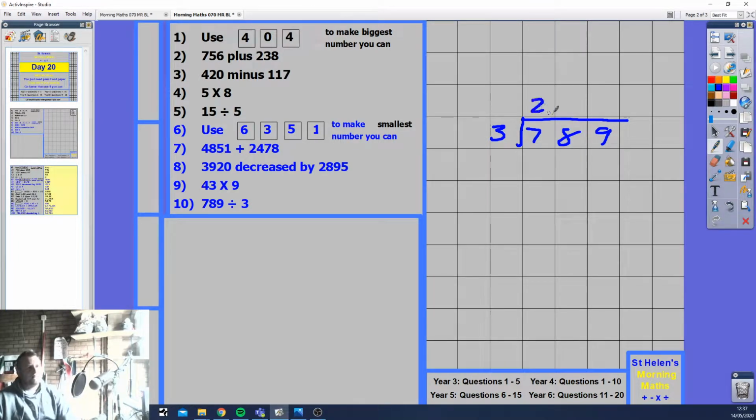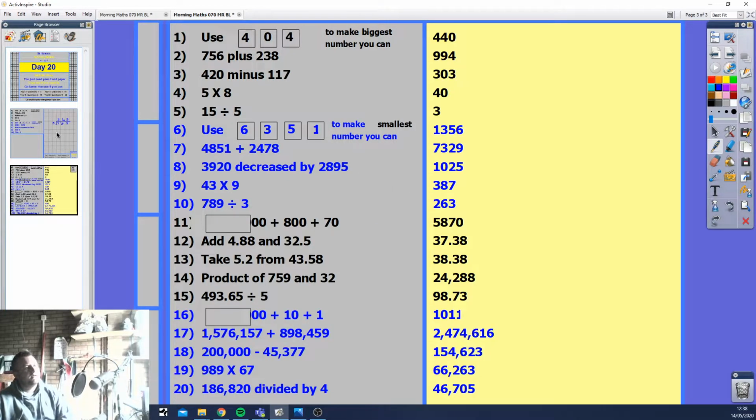It's twice. But it doesn't go in perfectly, does it? It goes in twice to 6, not to 7, so there's 1 left over. So this is now into 18. 3, 6, 9, 12, 15, 18. So it goes in 6 times. Nothing left over. It goes in absolutely perfectly. And then into 9, 3, 6, 9, 3 times. So 263 is therefore your answer.